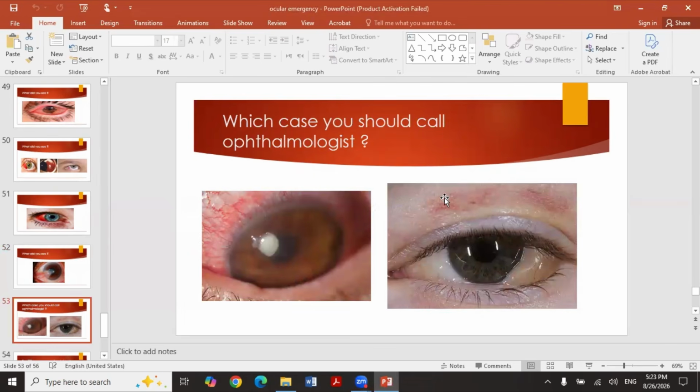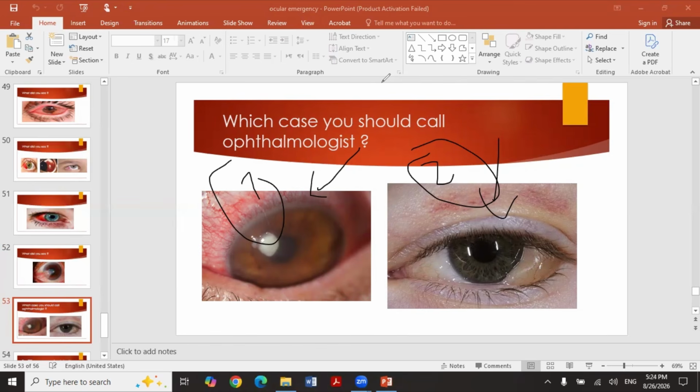So for these two pictures, which case should you call the ophthalmologist to come to see? Picture number 1 or picture number 2? Who wants to answer? Number 1. Number 1. Anyone else? Number 1. Who else? Number 1.